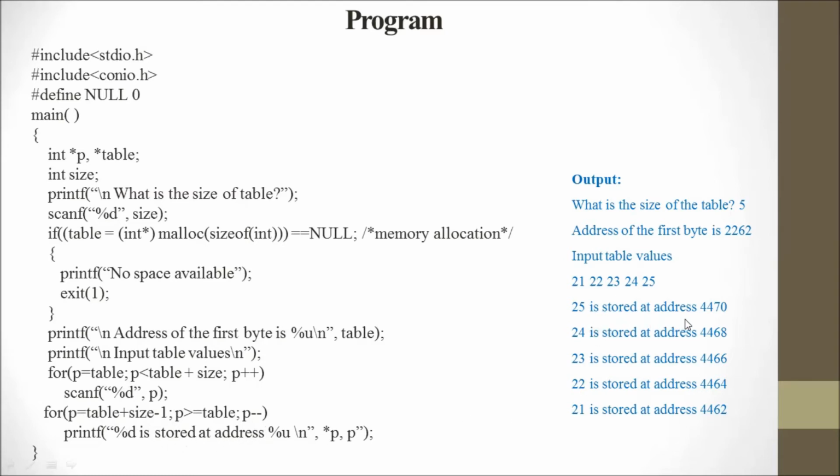25 is stored at address 4470. So all the values' addresses will be printed, 5 times. So I think you understand how to allocate space by the malloc function in a program.